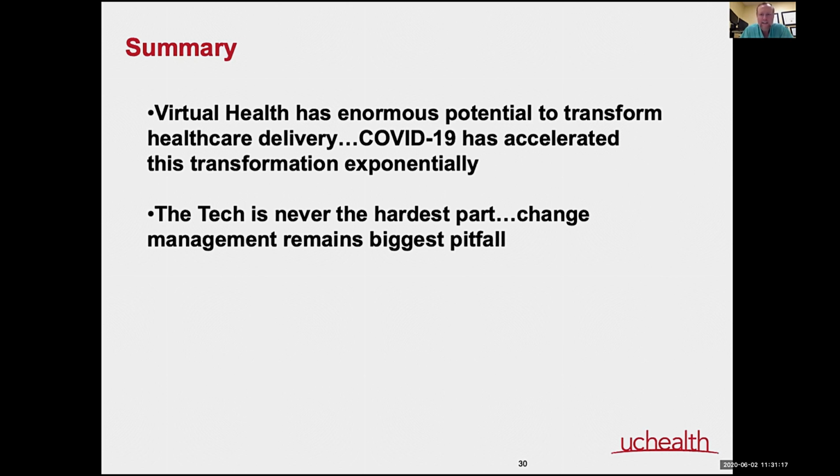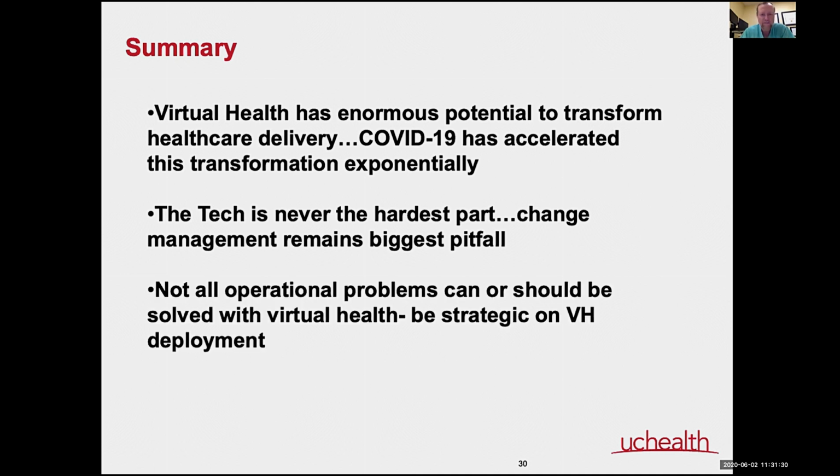Again, as I'd say, the technology can be challenging, but it's never the hardest part. The ability to communicate and actually manage change is by far the biggest challenge in telemedicine. And then again, not all operational problems can be solved with virtual health. So if you're thinking about what sort of programs to build at your home institutions, you really do need to be strategic on what problems you want to try and solve through the virtual health lens.